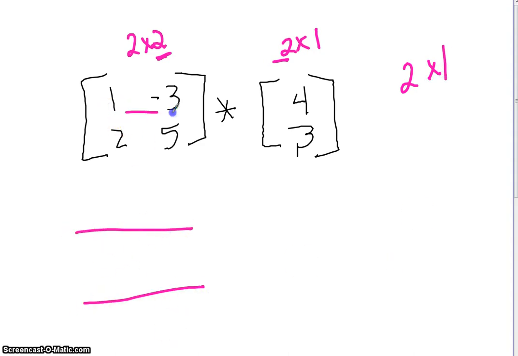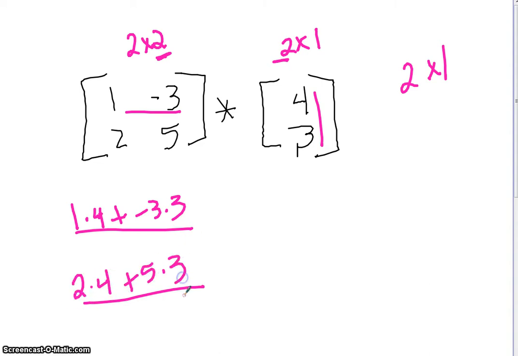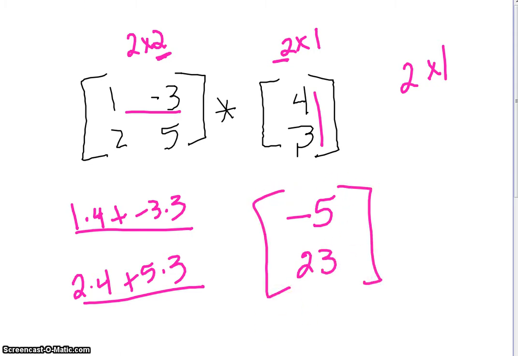So take row 1 times column 1, and that would be 1 times 4 plus -3 times 3. Then take row 2 times column 1, so that would be 2 times 4 plus 5 times 3. So this is going to be 4 minus 9, which is -5. And this is going to be 8 plus 15, which is 23. So your answer is -5, 23.